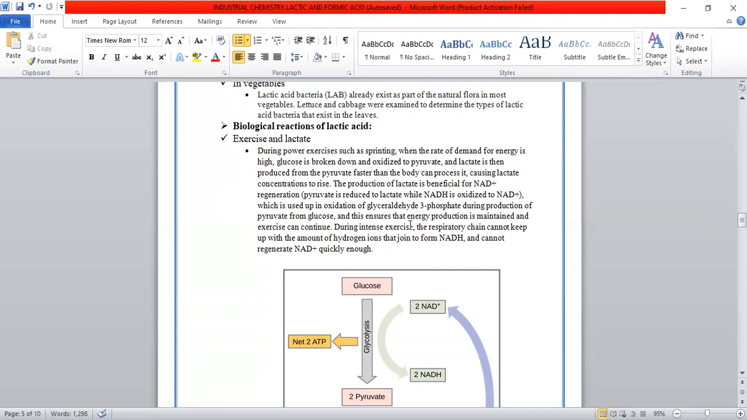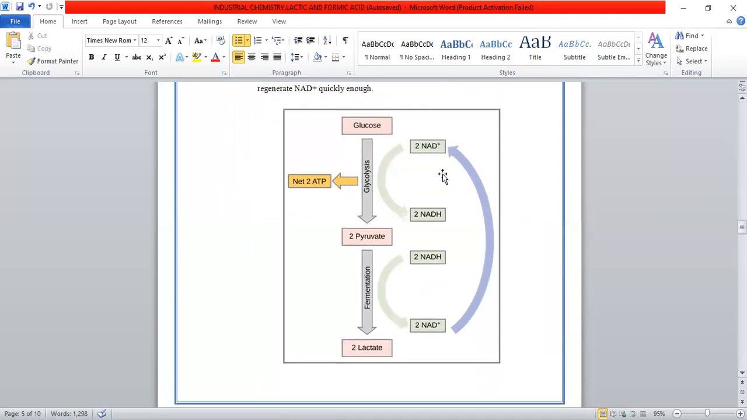During intense exercise, the respiratory chain cannot keep up with the amount of hydrogen ions that join from NADH and can't regenerate NAD quickly enough. In this reaction, you can see glucose is being converted into pyruvate with the help of oxidation, and pyruvate is being converted into lactate with the help of fermentation. And in the whole process, NAD and NADH are being converted into each other.